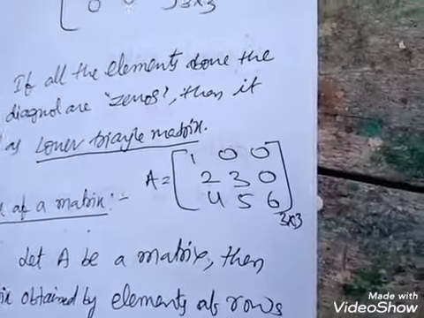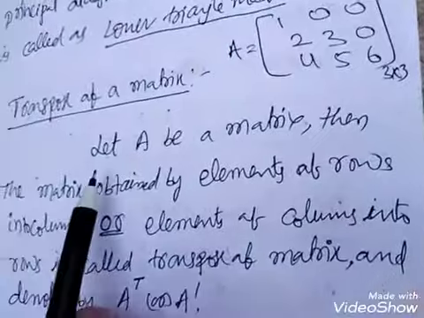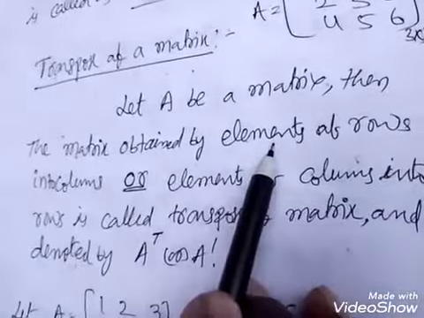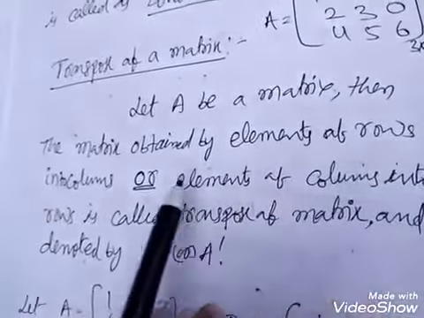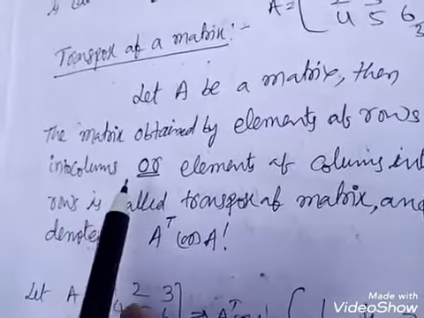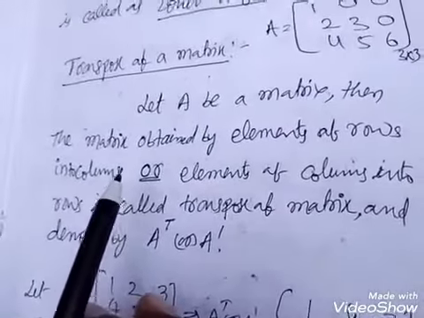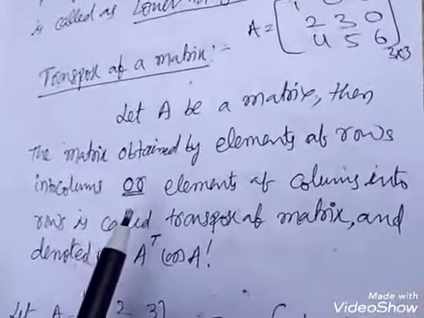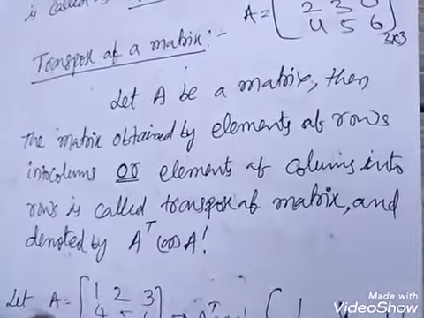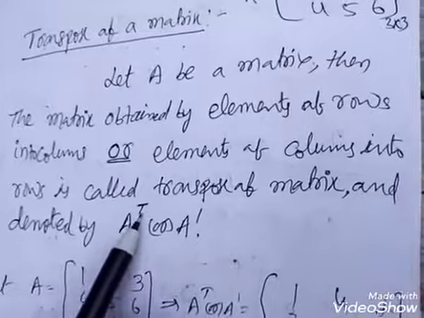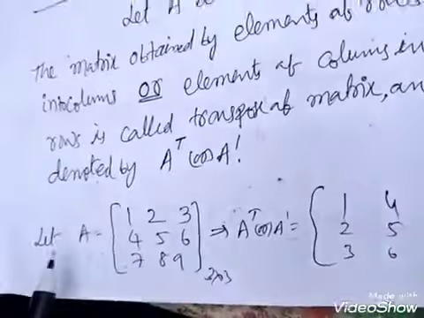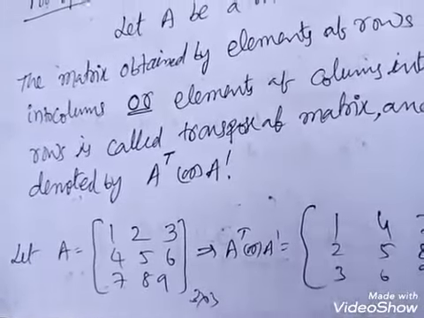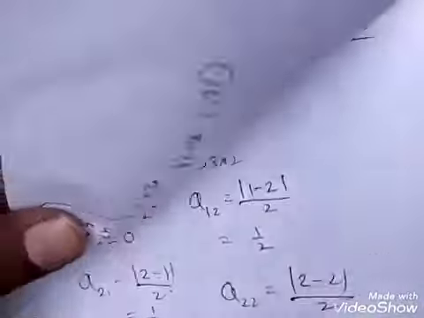Now another concept is the transpose of a matrix. Let A be any matrix, then the matrix obtained by interchanging the elements of the rows into columns, otherwise columns into rows, is called the transpose of the matrix. Write only one of them, don't write both rows into columns and columns into rows, otherwise we will get the same matrix. It is denoted by A power capital T or simply A dash. Observe, if I take A as 1 2 3, 4 5 6, then in A dash the elements of the rows become the elements of the columns. This is called the transpose of the matrix.